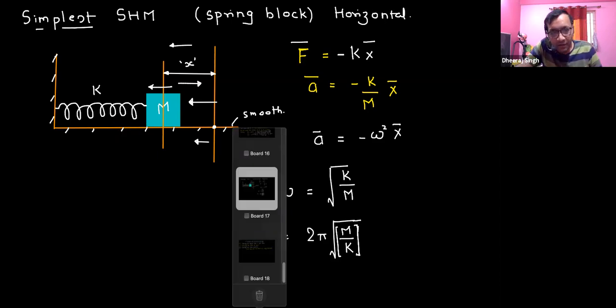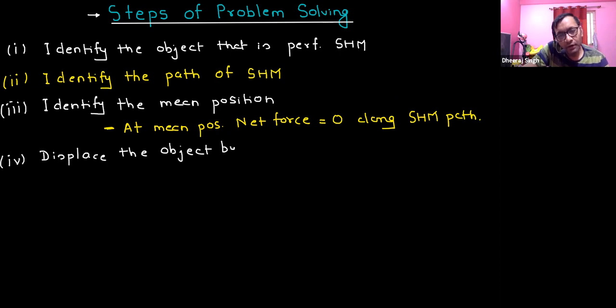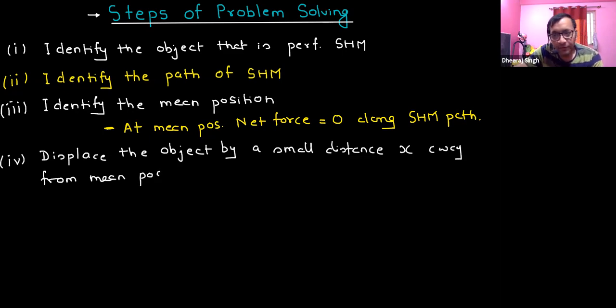So you identify the mean position, and then what you do is displace the object by a small distance x away from the mean position, along the path of SHM. Your x is the amplitude automatically, because as soon as you release it, it will run towards the mean position.